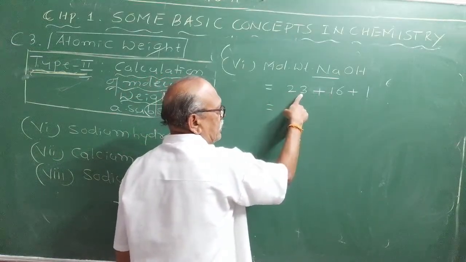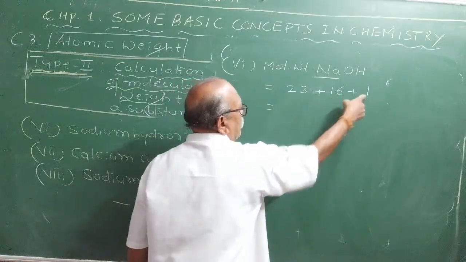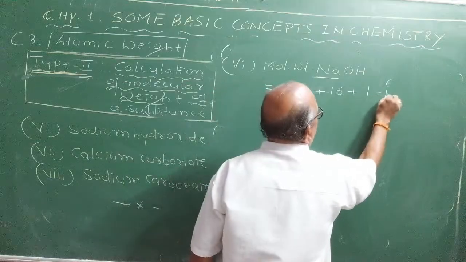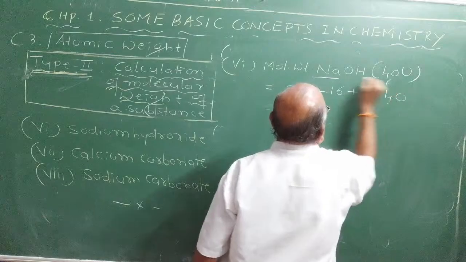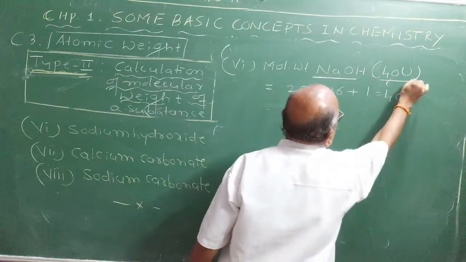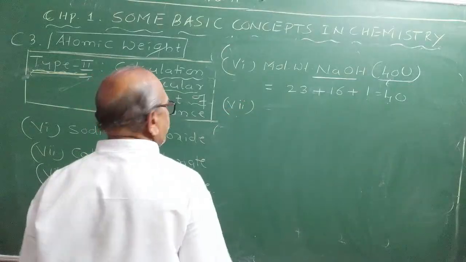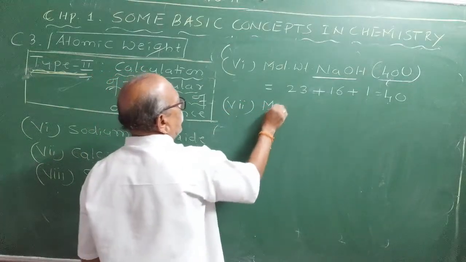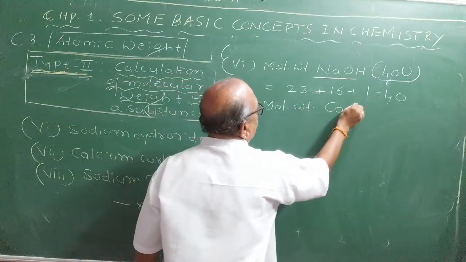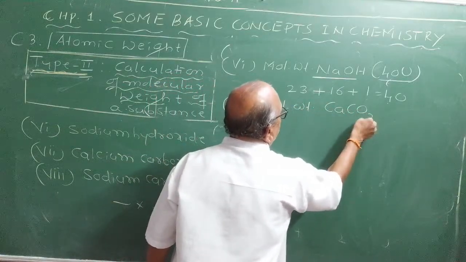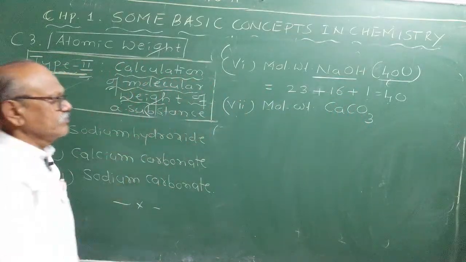30 plus 3, 33. 33 plus 6, 39 plus 1 is 40. Therefore, remember, molecular weight of sodium hydroxide is always 40. Like its formula is fixed, molecular weight is also fixed. Better you memorize them. Very interesting, calcium carbonate, molecular weight. What is the formula of calcium carbonate? If you are weak in writing formula, then your stoichiometry goes.